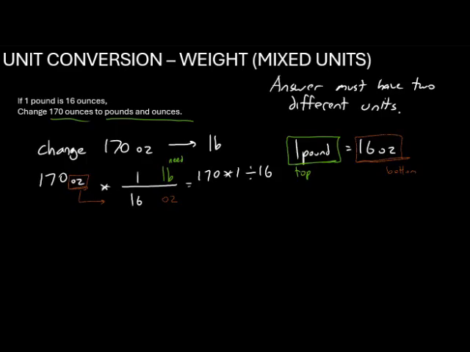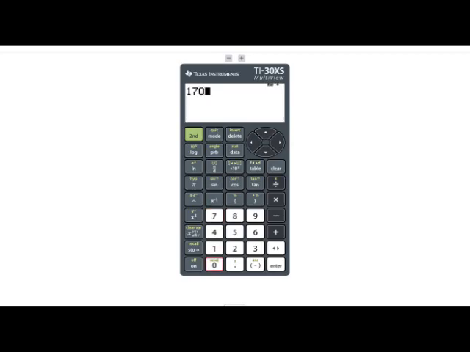Let's go to the calculator and calculate our pounds. We'll enter 170 times 1 and hit divide, and then press 16. When we press enter, we get 10.625. Notice also that multiplying by 1 does not change our answer. We could have just said 170 divided by 16. Without the times 1, we still get the same answer. So if you don't want to enter the times 1, you don't have to.